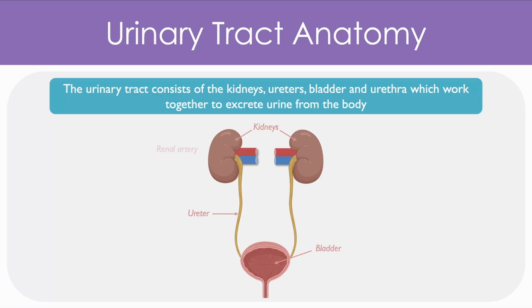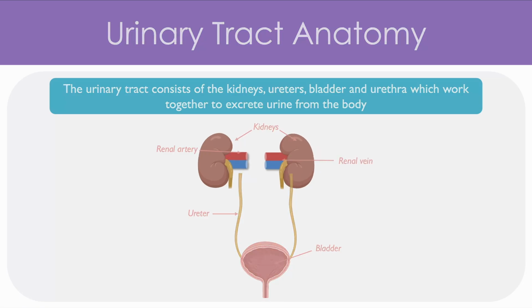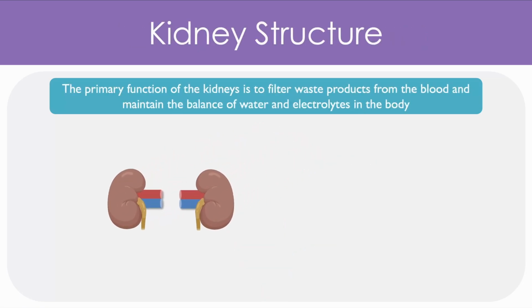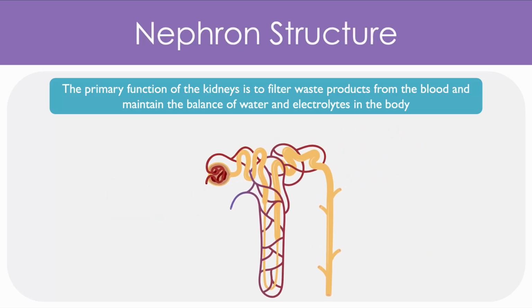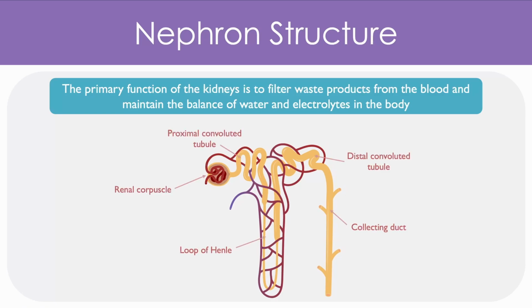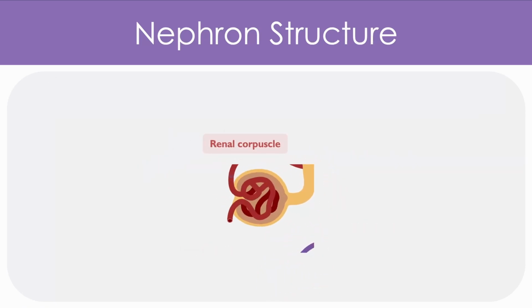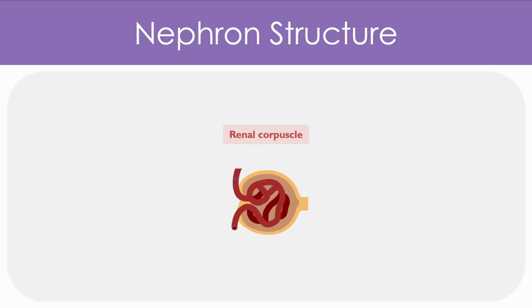Importantly, blood enters the kidneys via the renal artery, and then the filtered products return to the blood via the renal vein. As we mentioned, the primary function of the kidneys is to filter waste products and maintain a good balance of water and electrolytes in the blood. And the way this is achieved is through specialized functional units known as nephrons. If we take a closer look at the nephron structure, we can see that it's composed of several different parts, and we're mainly going to be focusing on the first part, the renal corpuscle, for pre-renal AKIs.